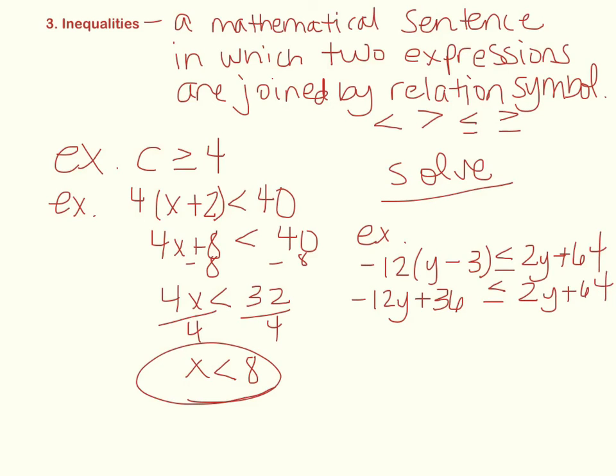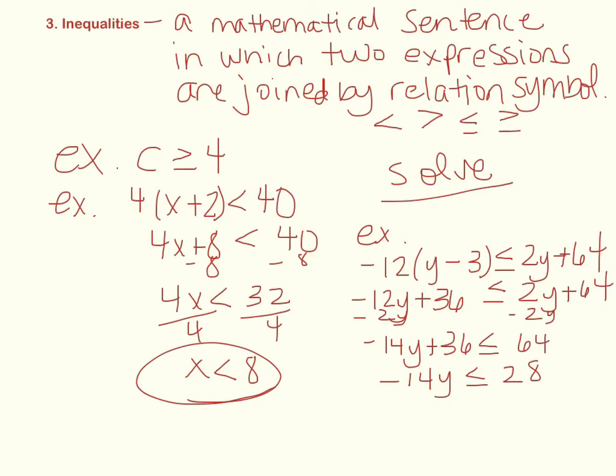Now I want to combine my like terms, and it doesn't matter if you do the y's first or the numbers first, but I'm going to go ahead and combine the y's, the variables. So you end up with negative 14y plus 36 is less than or equal to 64. Then I'm going to subtract 36 from both sides. So you still have negative 14y is less than or equal to, and that should be 28.